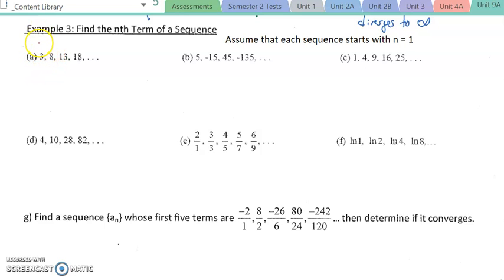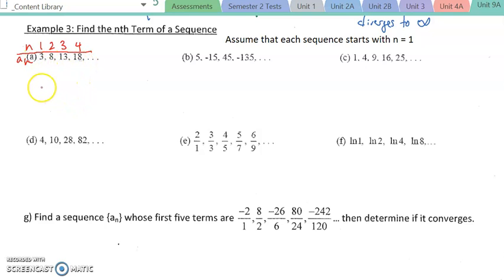So it might help to create a little chart here where we list the n values on the top and the a sub n values on the bottom. And that may or may not be useful for you. But anyway, I think everyone's going to notice the pattern here, right? We're going to be adding 5 each time.